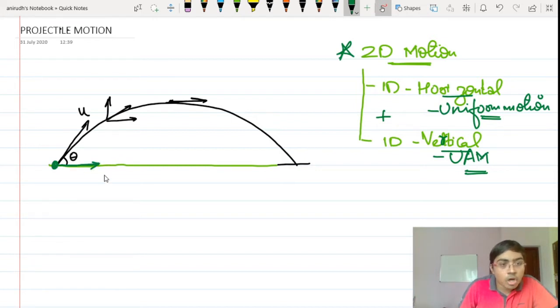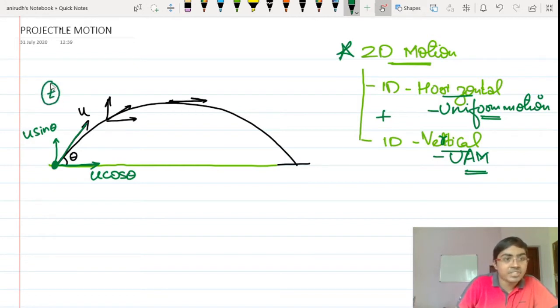The horizontal motion is uniform motion. So the horizontal component of velocity is u cos theta and the vertical component of the initial velocity is u sin theta, right? I'm just dividing this into two: u cos theta, u sin theta. Let us say that time t has elapsed. After time t, it is at this particular position.